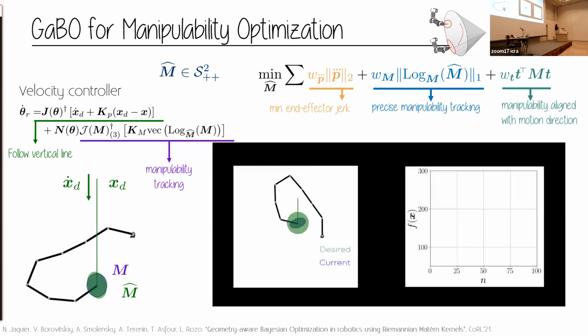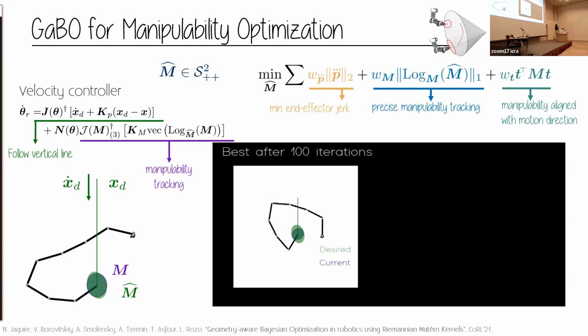So here you will see several iterations of the Bayesian optimization. The robot tracks the vertical line. You see the desired manipulability in green that we are optimizing and the current one in purple. And you see in those first iterations that we have a desired manipulability that the robot cannot really track. And when we move on, the objective function here starts decreasing, and you see that the manipulability we get gets oriented towards the direction of motion vertically, and is getting trackable actually by the robot.